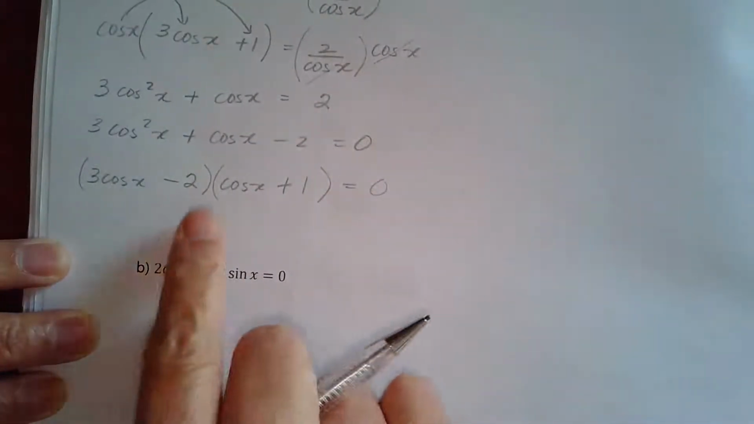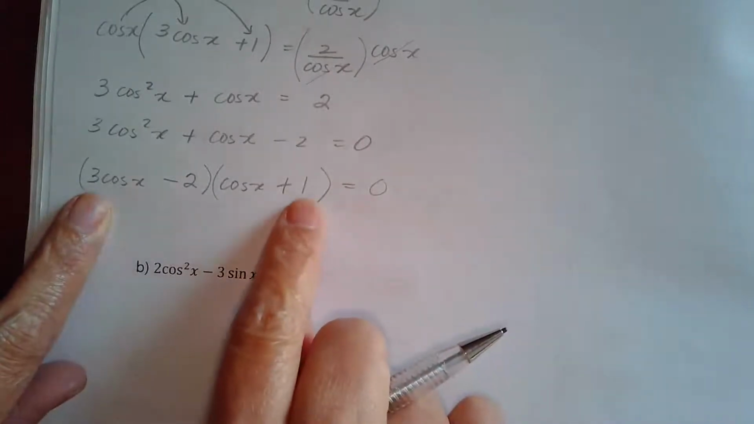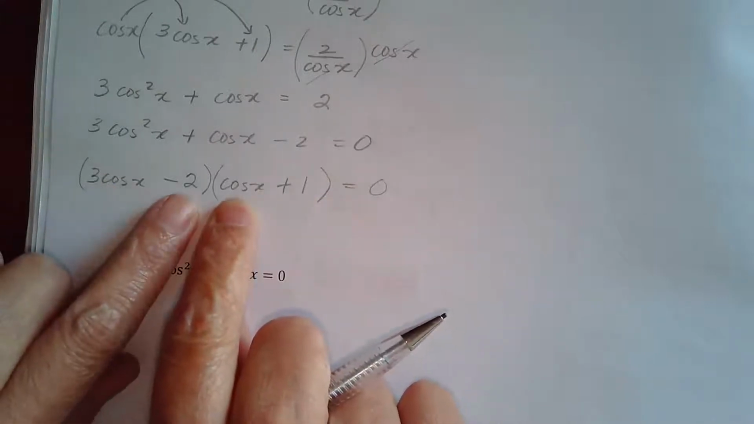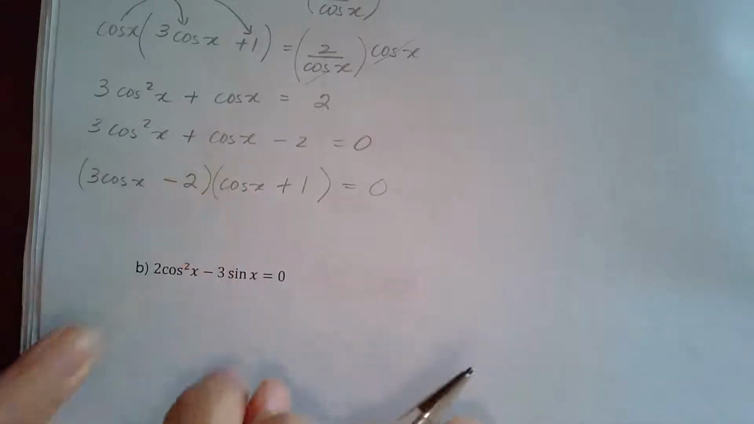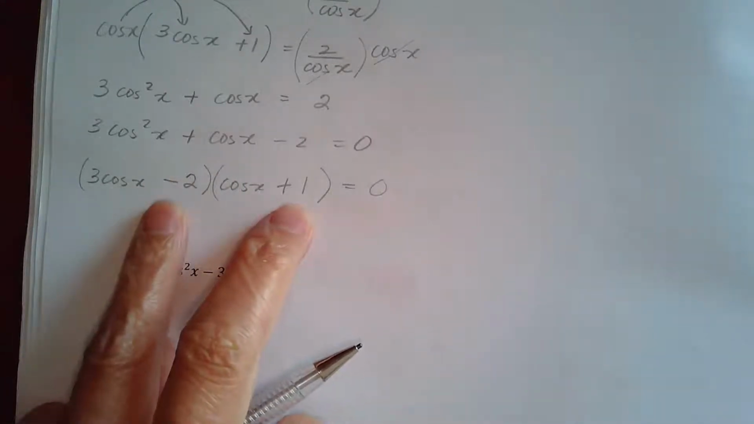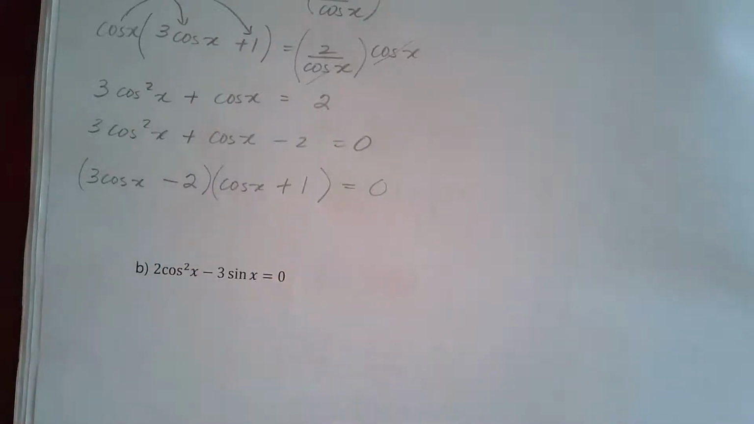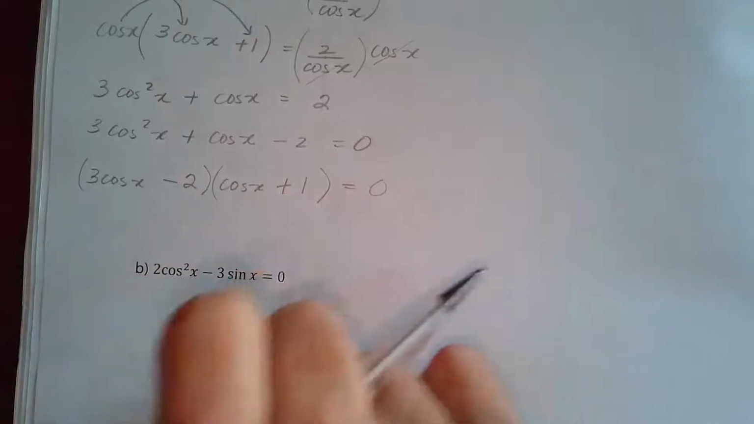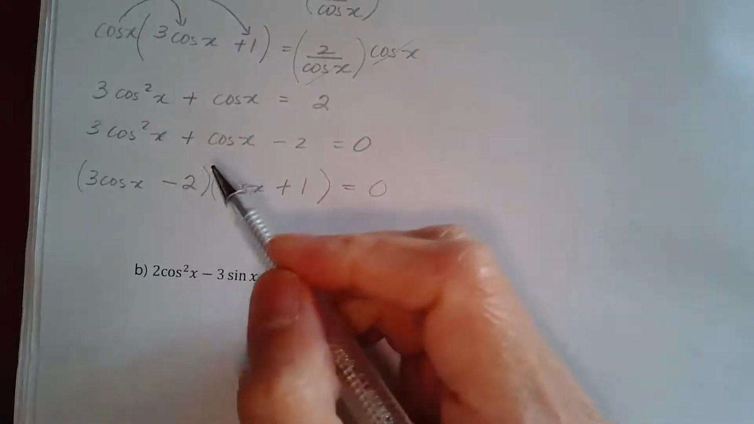Okay, so let's just see, 3 cos of x times 1 is going to be 3 cos of x. And then here, this is a minus 2 cos of x. So we're going to end up with a plus 1 cos of x. And then if we multiply these two, it's going to give us a negative 2. Okay, so now that we have a factored form, we can solve for x.